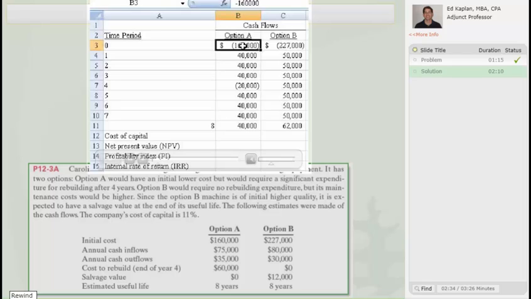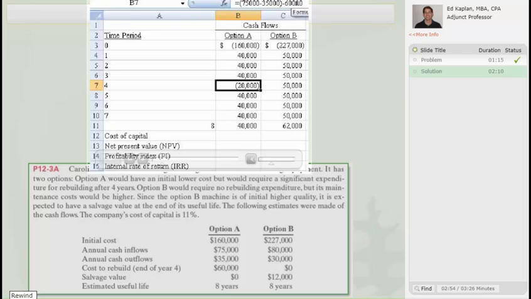And then the annual cash flows, which we assume occur at the end of the year. For option A, you can see it was the $75,000 cash inflows less the $35,000 outflows. For option B, those numbers became $80,000 and $30,000 respectively. There's no change every year until the fourth year.